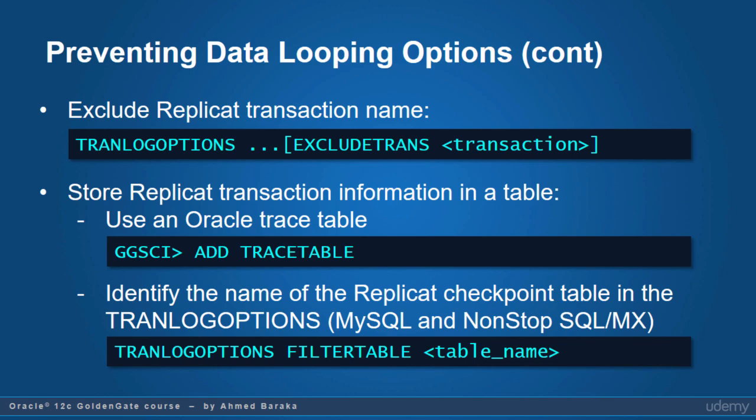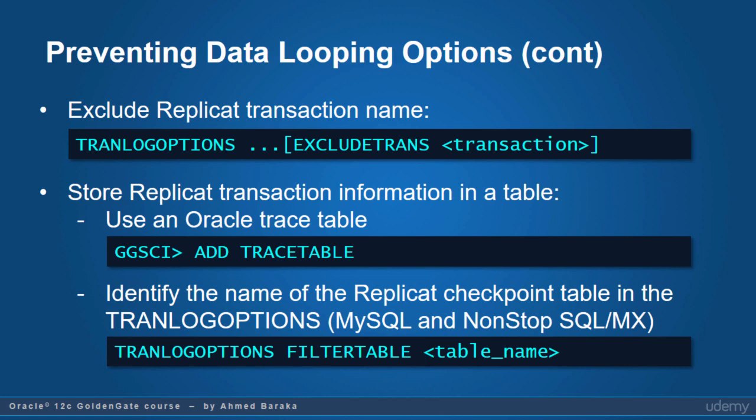Another solution to prevent looping is to use a trace table. You typically create a trace table in the database, and the replicate process stores information about the transactions it executes in that table. The extract process will check the table during its normal operation to ignore any transaction executed by the replicate. The same concept can be done with the checkpoint table.